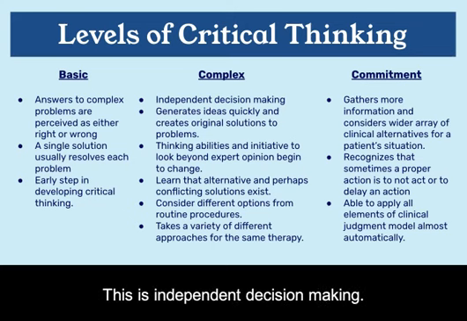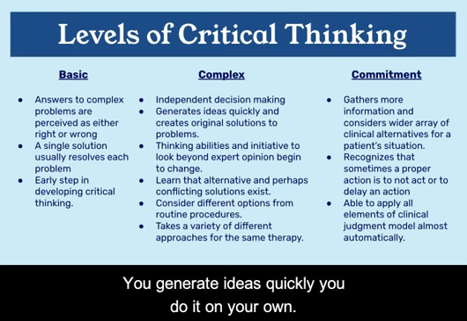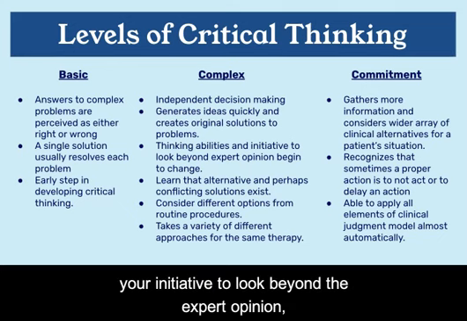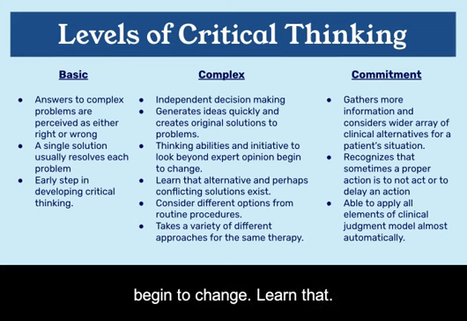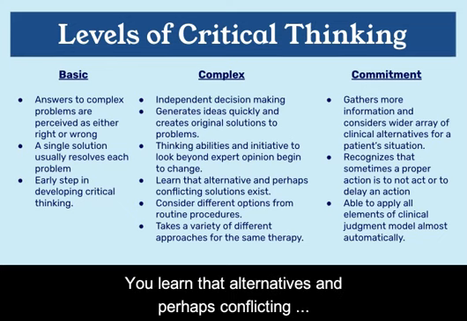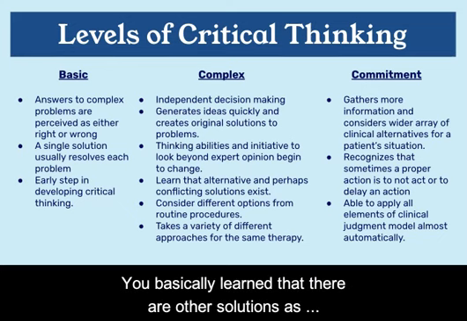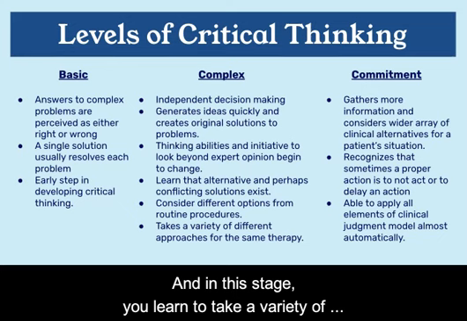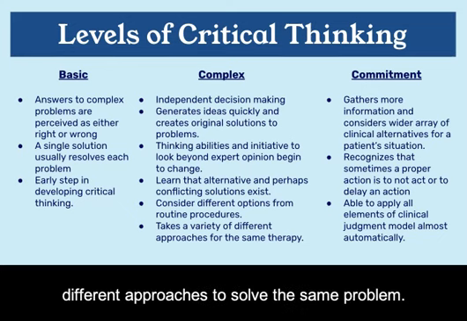Then we have complex thinking. This is independent decision making. You generate ideas quickly. You do it on your own. Your thinking abilities and your initiative to look beyond the expert opinion begin to change. You learn that alternatives and perhaps conflicting solutions exist. You basically learn that there are other solutions as well, right? Different than what you usually do. And in this stage, you learn to take a variety of different approaches to solve the same problem.